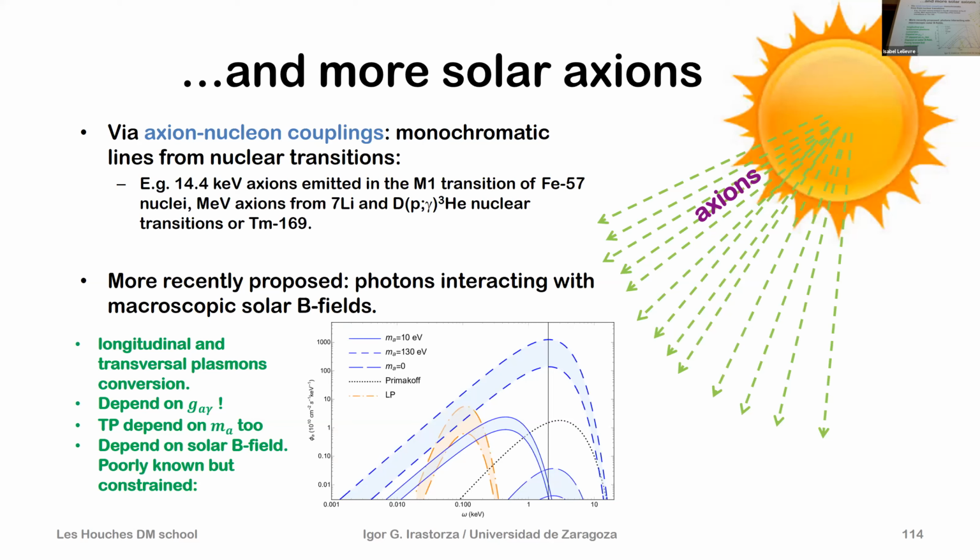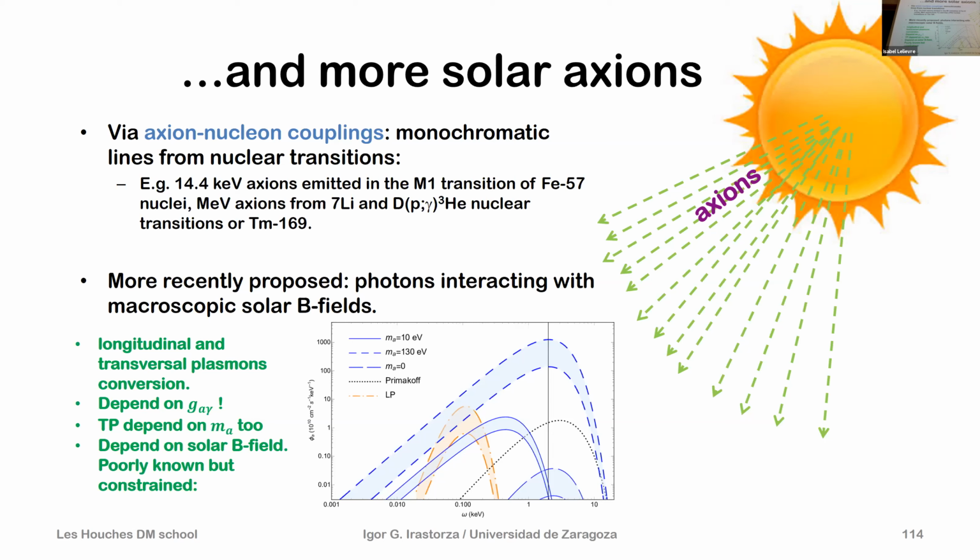There are more possibilities for axion emission in the sun. Axion-nucleon coupling should also produce some monochromatic lines from nuclear transitions, but in general, these emissions are very weak if one takes into account the current bounds of this coupling. So the values of this coupling correspond to fluxes which are very small and usually not detectable.